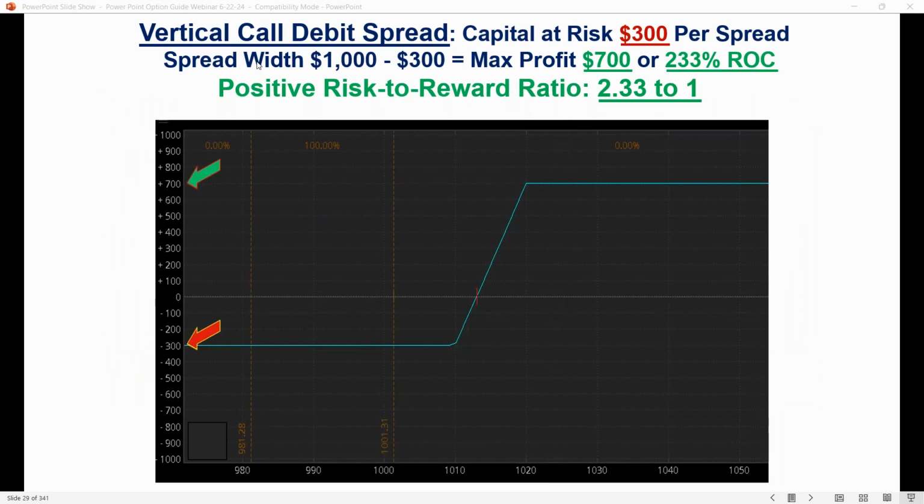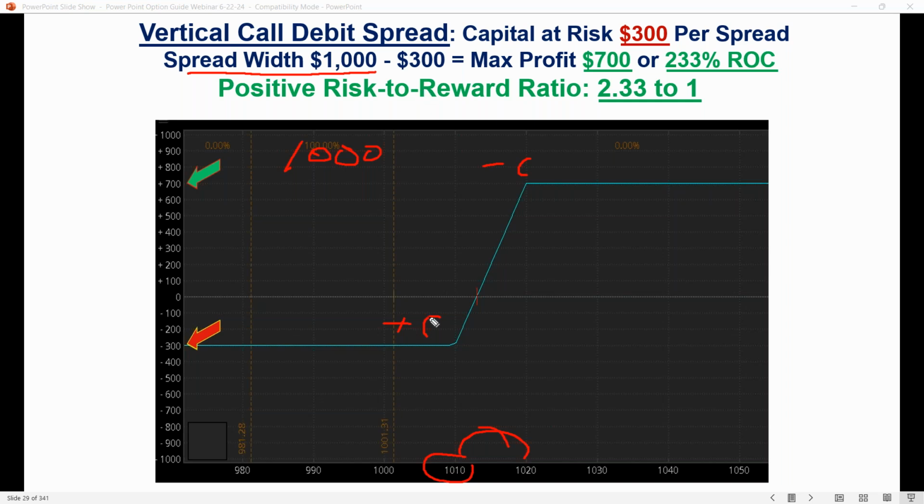So let's take a look at the profile of just a vertical debit spread. Here's an example of a vertical debit spread that's $10 wide, or $1,000. This would be going long a call at 10.10, and then let's say we sold a call against it at 10.20. So that's a $10 wide spread. With one option contract, 10 times 100, the spread width is $1,000.